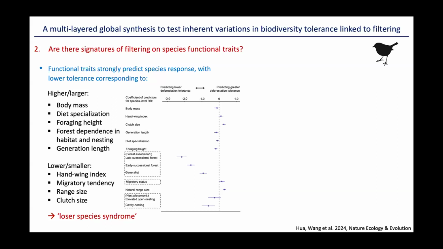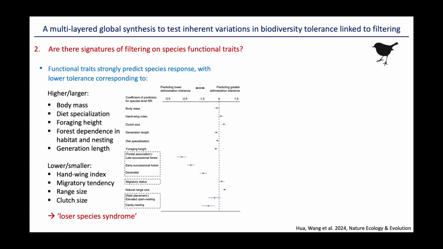At the same time, these loser species tend to have a smaller hand-wing index, which is usually used as an index of dispersal capability. They also tend to be sedentary or resident instead of migratory. They also tend to have smaller range sizes and clutch sizes. So in other words, our analysis has painted a loser species syndrome.